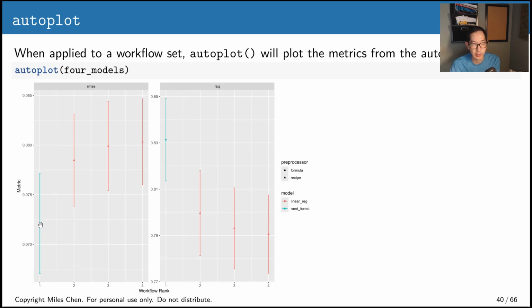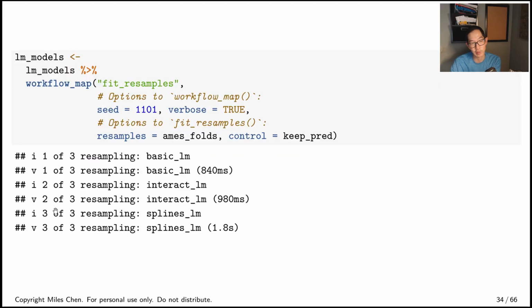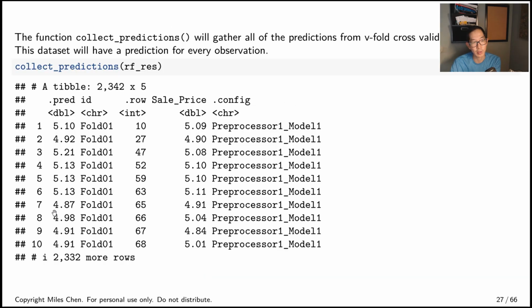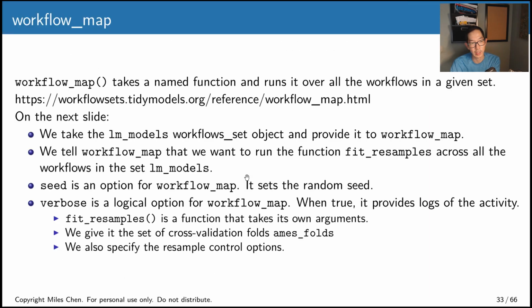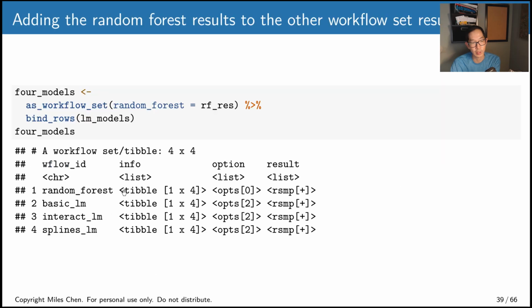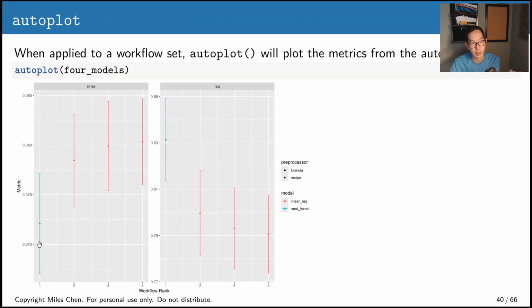And then we also have, let me just go back even more slides to our random forest results. Okay, our RMSE was 0.0721 with a standard error of 0.00305. Okay, and that's what we have over here, 0.0702 plotted right here, and standard errors of 0.0305.